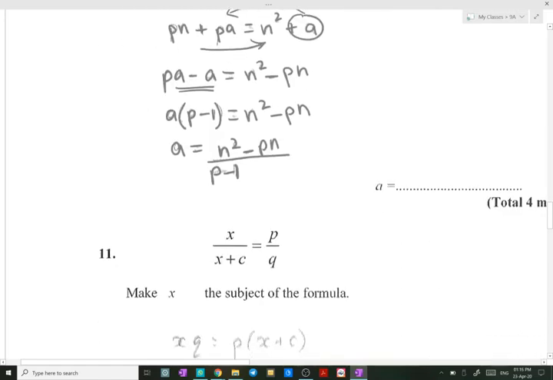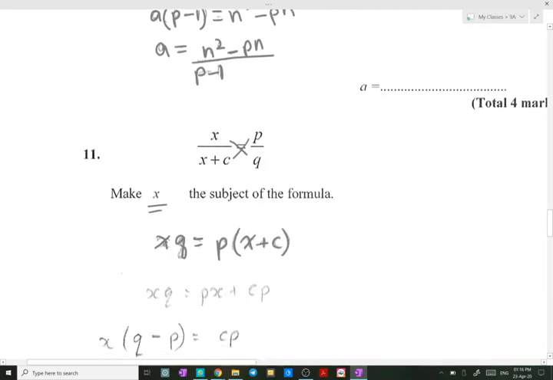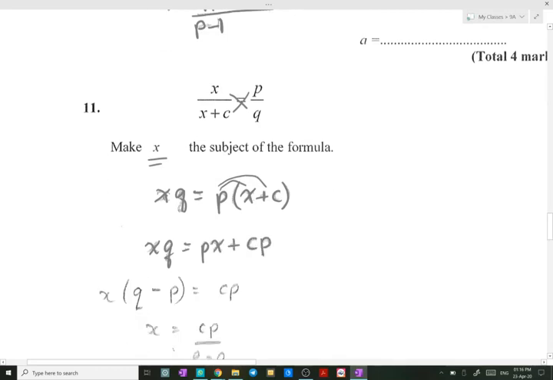In number 11, we need to make x the subject of the formula. So we cross multiply and we have x times q equals p times x plus c. Now we expand p, so it's xq equals px plus c times p.